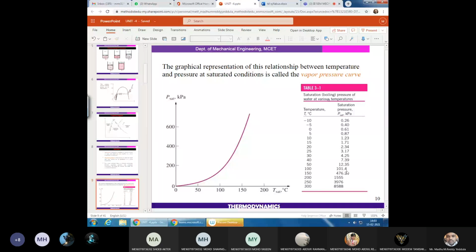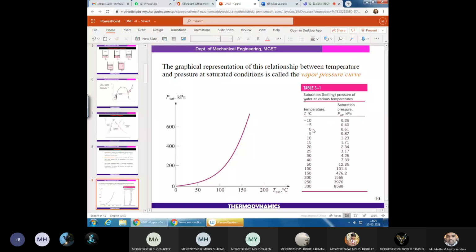100 kilopascal is nothing but 1 atmospheric pressure. At 1 atmospheric pressure, the water boils at temperature 100 degrees centigrade. This 100 degrees centigrade is the boiling temperature corresponding to this particular pressure. Right? And if you decrease the pressure, what happens to temperature? Temperature is also decreasing, right? If you decrease the pressure of the water, the boiling temperature is also decreasing.